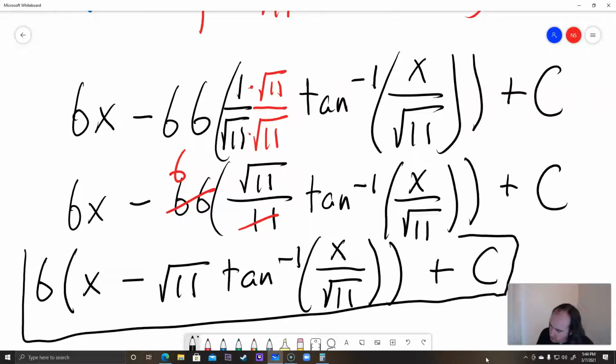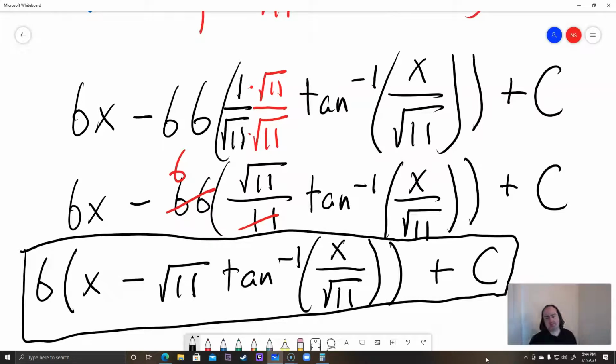So that's a more grown-up math problem with some advanced techniques. Okay? Pretty cool, huh? Okay, so that was example number 2.